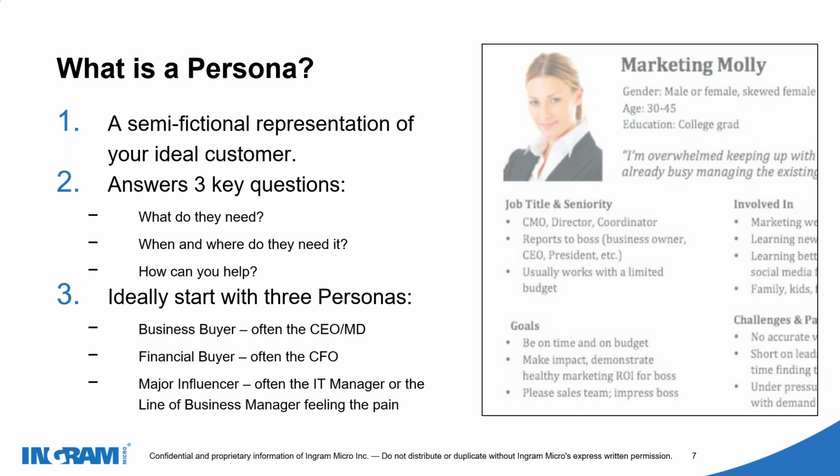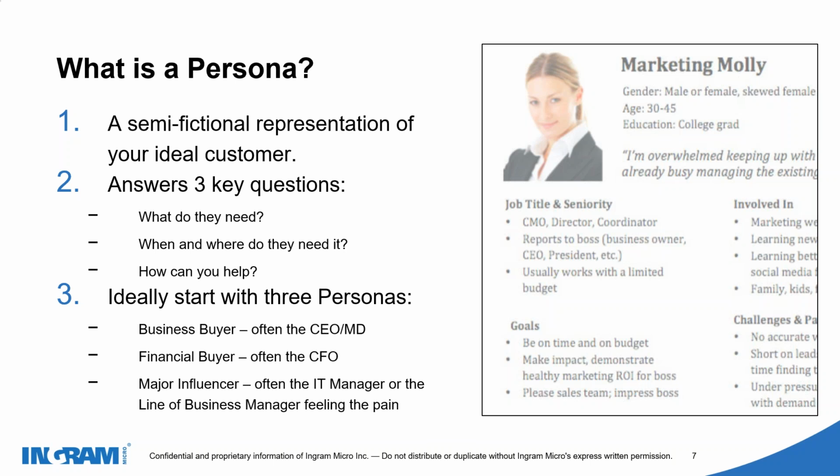Often we will start with the business buyer, who's often the CEO or managing director. There's the financial buyer, often the CFO, and the major influencer. This can be the IT manager if the decisions are IT driven, or it could be the line of business manager who's feeling the pain, jumping up and down and making the most noise, and going to the CEO to say, we need to solve this problem straight away. So that's what we suggest you do. You start with 3 personas, and those 3 that we mentioned will be a good place to start.